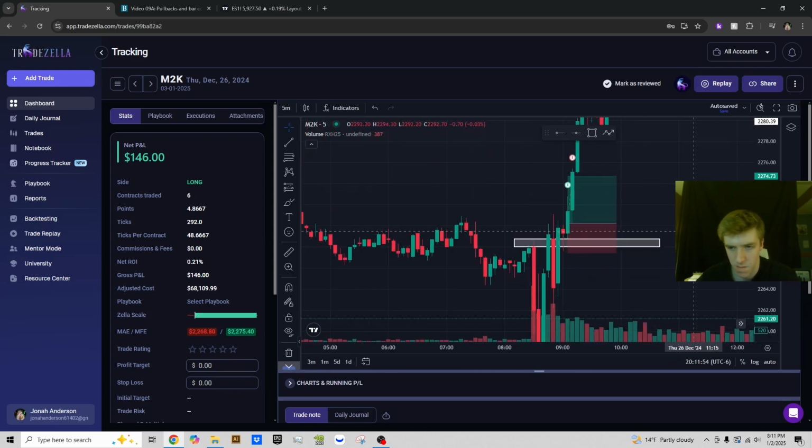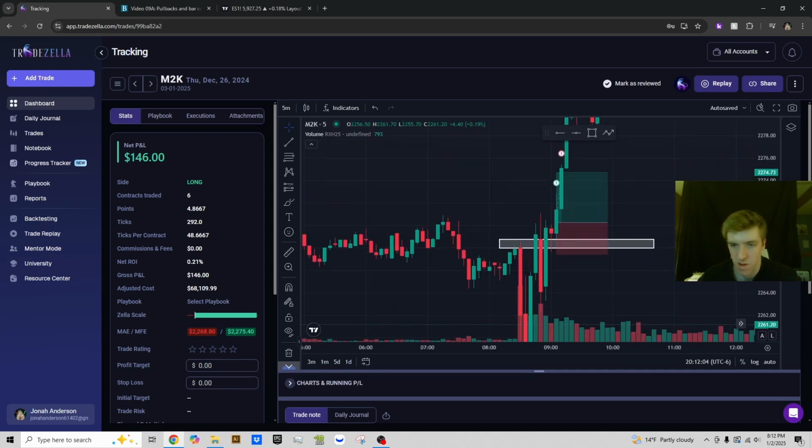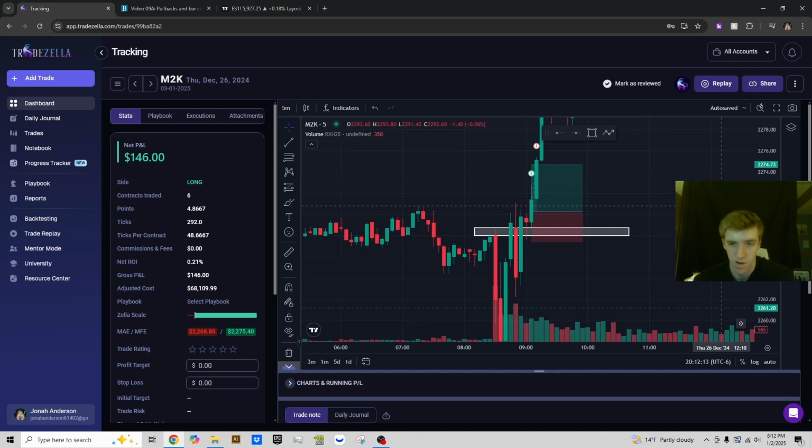Now I think a more reasonable target would have been the prior day high, which is up here at the 2280s. I really didn't have a reason to sell here. I think I just wanted to, because I was having a rough couple of weeks. December was kind of rough for me, and so I wanted to just have a nice base hit. So let's look at another example.